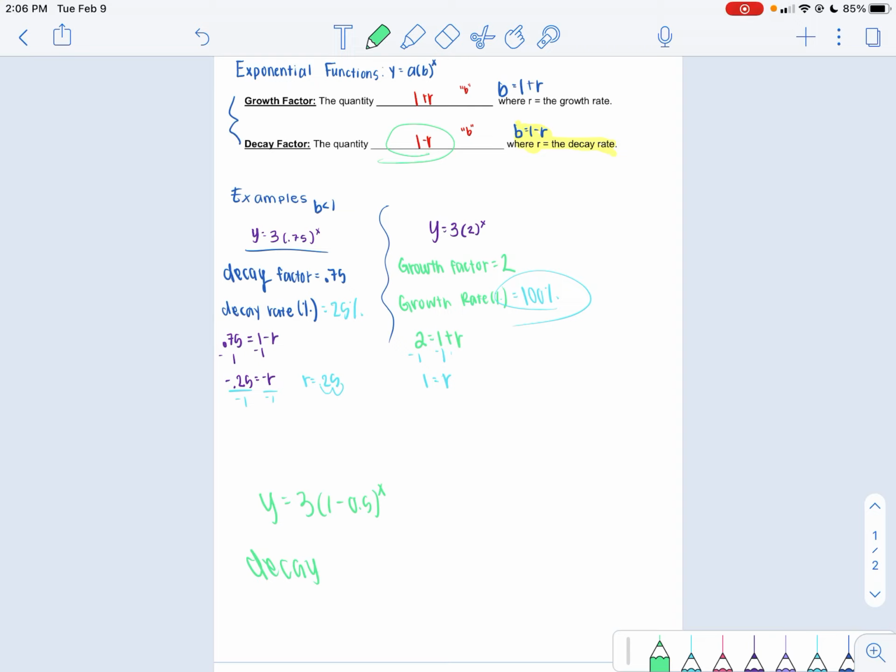So it tells us what the decay rate is, since we have that 1 minus r. Here is our decay rate. So if we want to write it as a percent, we would have 50%. And then if you want to find the decay factor, you would just take 1 minus 0.5, so 0.5.